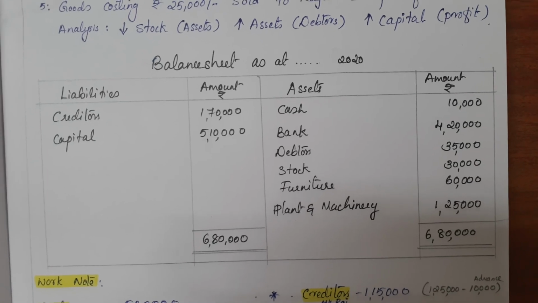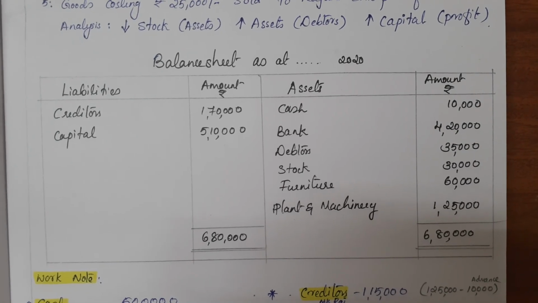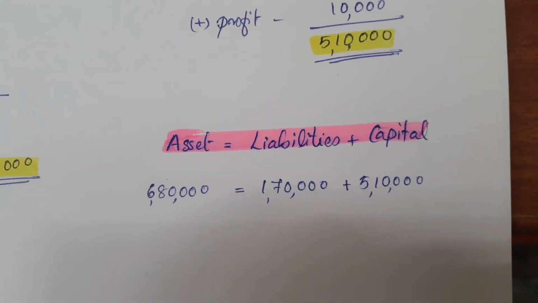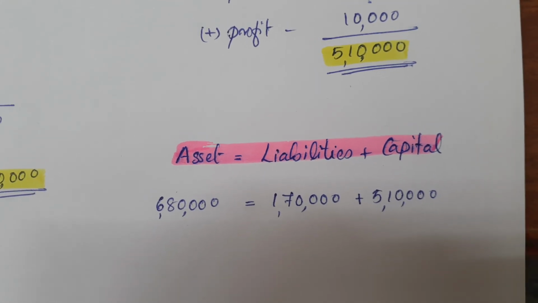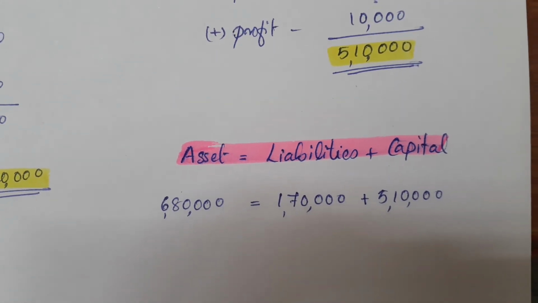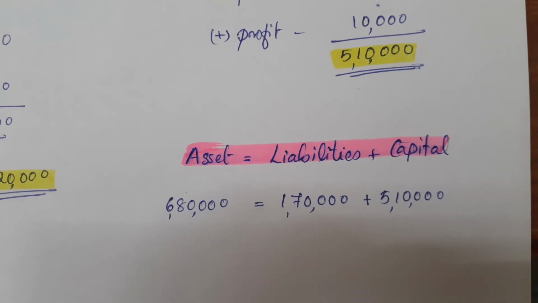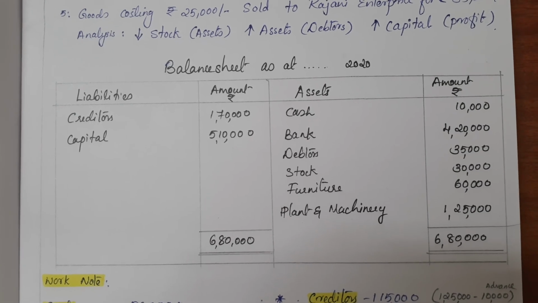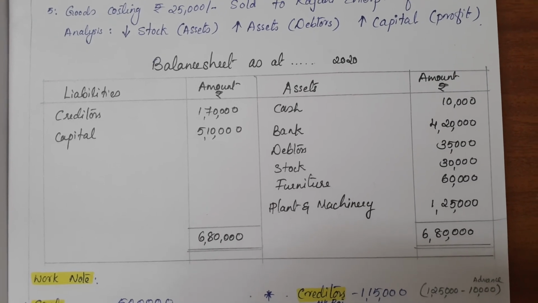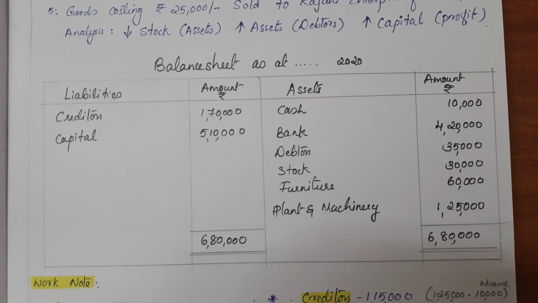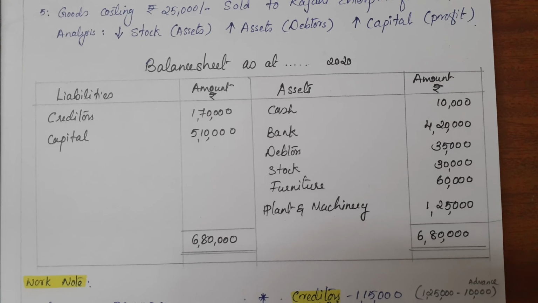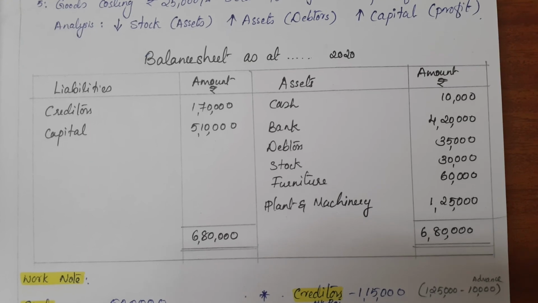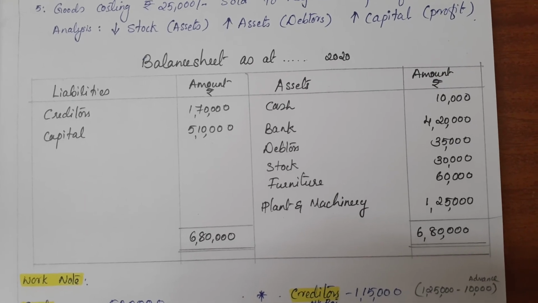Did you notice that both the sides are the same amount, 6,80,000? This is the equation we learned just now, the accounting equation: total assets equals total liabilities plus total capital. So on both sides we get the same amount, 6,80,000. Hope you noticed that. Creditors are liabilities. Again, capital is our liability. Total is 6,80,000. And on the right side, all the assets, cash, bank, debtors, stock, furniture and plant and machinery, the total will be 6,80,000. Hope you understand.